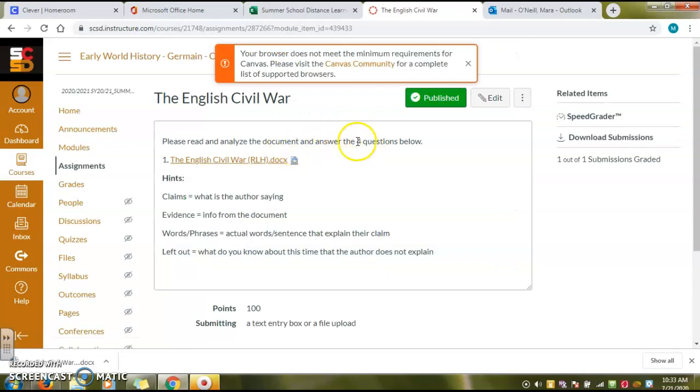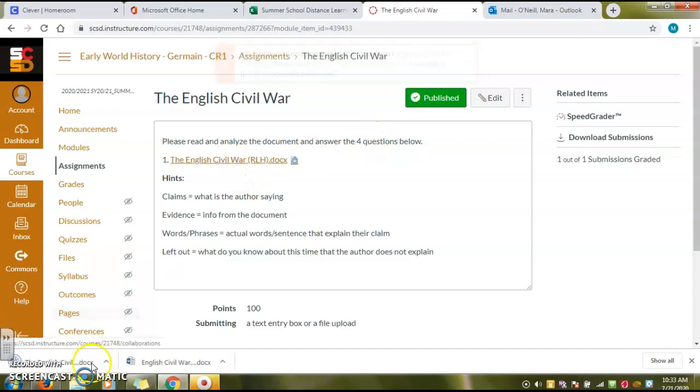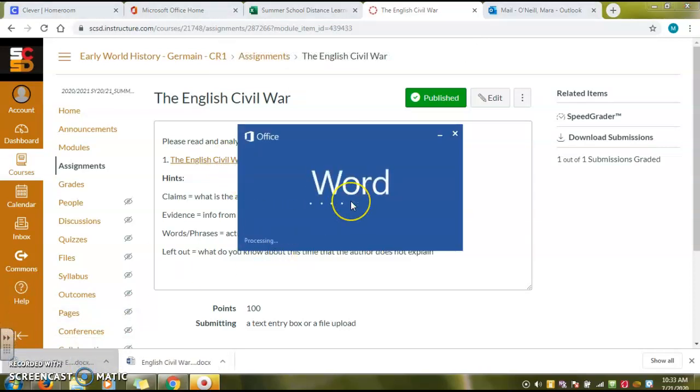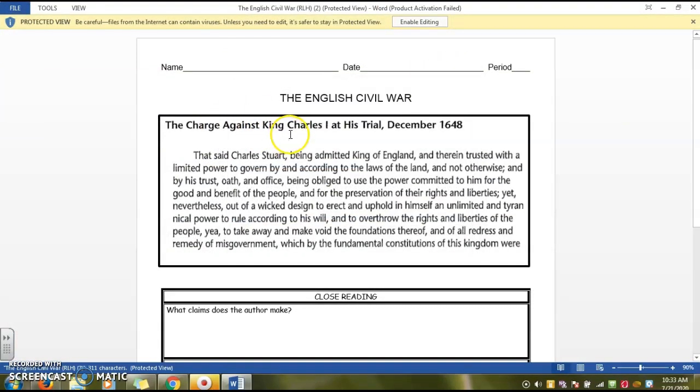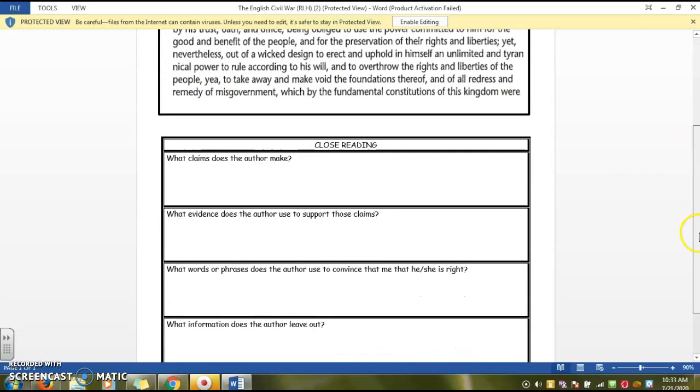Your second assignment for the English Civil War module is going to be, once again, a document-based questionnaire. So in this case, you are going to be given the charge against King Charles I at his trial, December 1648. You're going to read about this document, and then you're going to respond to the 4 questions that are below.